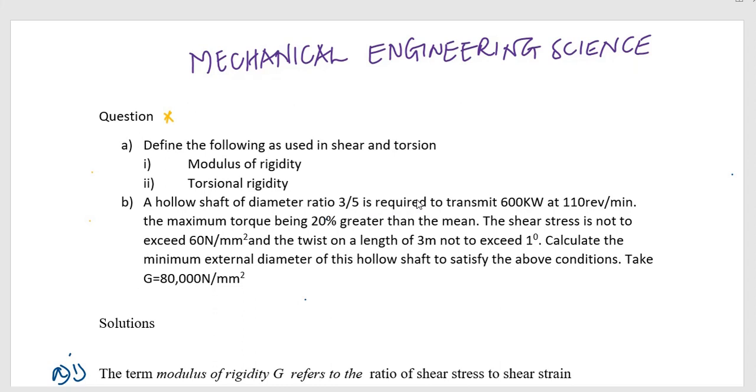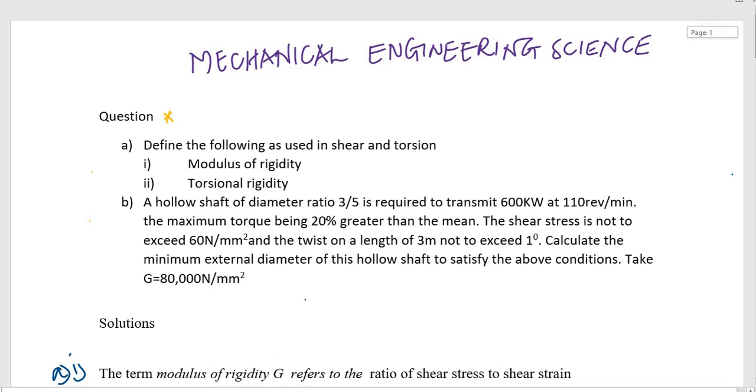And part B of this question says, a hollow shaft of diameter ratio 3 out of 5 is required to transmit 600 kilowatts at 110 revolutions per minute. The maximum torque being transmitted being 20% greater than the mean. The shear stress is not to exceed 60 Newton per square millimeter, and the twist on a length of 3 meters not to exceed 1 degree. Calculate the minimum external diameter of this hollow shaft to satisfy the above conditions. Take G, which is the modulus of rigidity, as 80,000 Newton per square millimeter.